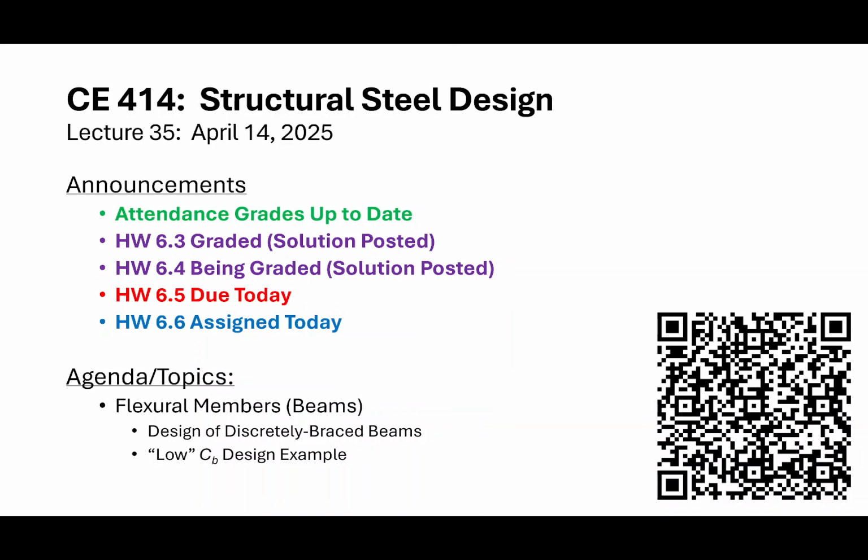Now, I don't know that any of my peers who teach structural steel design present beam design this way. Maybe they do, maybe they don't. But this is how I've chosen to present discretely braced beam design. I do it in two parts: I call it low CB design and then high CB design. That'll make sense when we start getting into the examples and how we handle it.